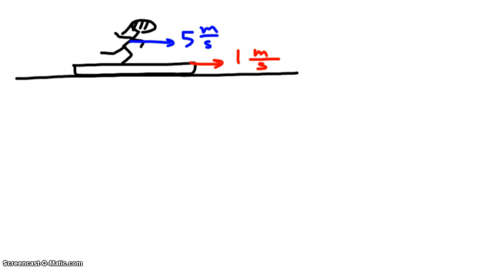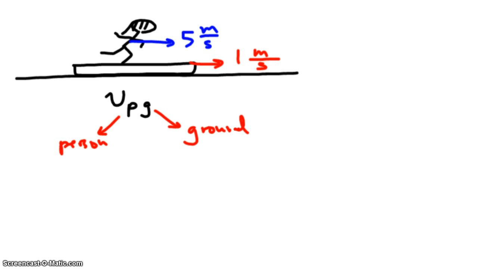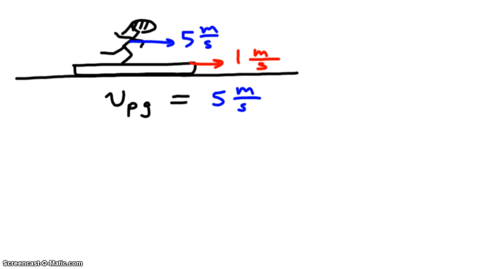So the question we have, how fast are you moving? What is the velocity of the person, you, with respect to the ground? Or, we can think of it, what's the velocity of you, the person, in the frame of the ground? That's what we mean by with respect to. So, how do we find this answer? Well, you know what to do. This is really intuitive. You take the 5 meters per second, and you add the 1 meter per second to get 6. And that is correct.